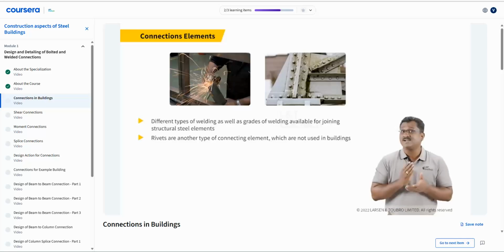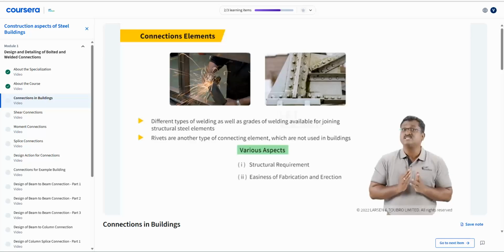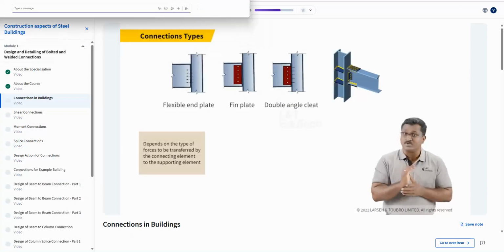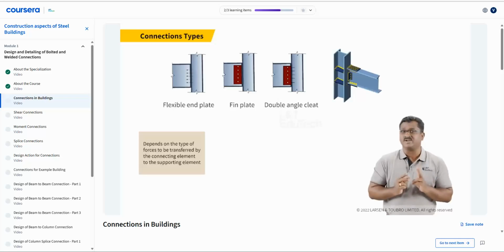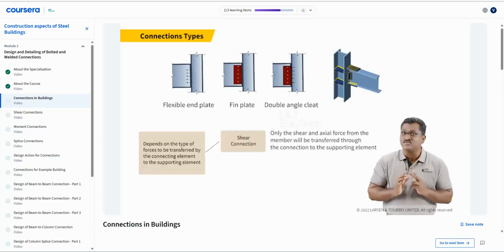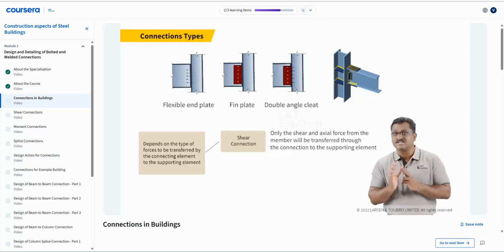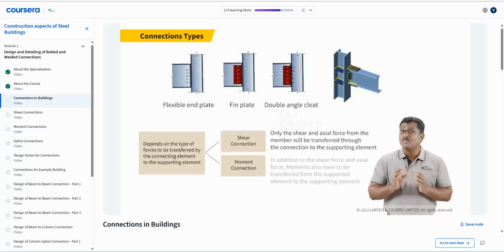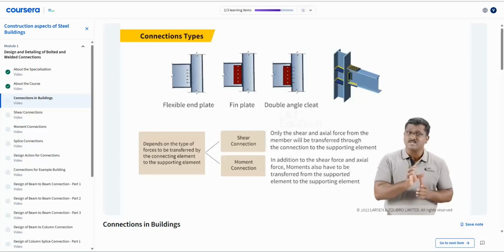The suitable connection type like welded, bolted or riveted is selected based on various aspects like structural requirement, easiness of fabrication and erection, and overall cost. Depending on the type of forces to be transferred by the connecting element to the supporting element, there are mainly two types of connections. The first one is a shear connection, wherein only the shear and axial force from the member will be transferred through the connection to the supporting element. The second type is moment connection, where in addition to the shear force and axial force, moments have to be transferred from the supported element to the supporting element.